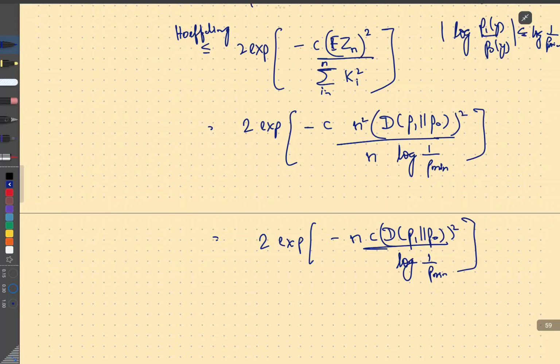I'm sorry? Correct. So this is in the denominator, it's ki squared, so it should be log squared of 1 by p. Yeah, thanks.